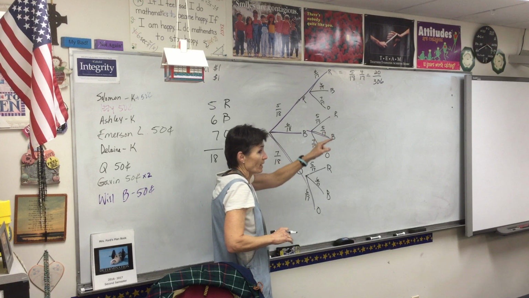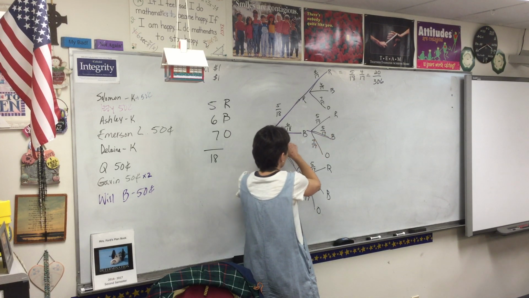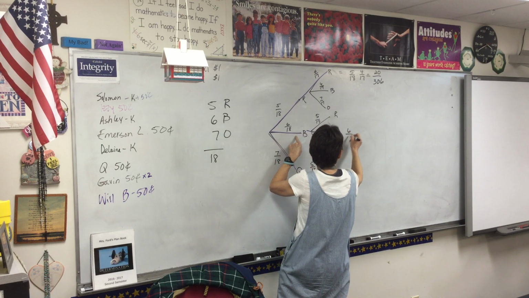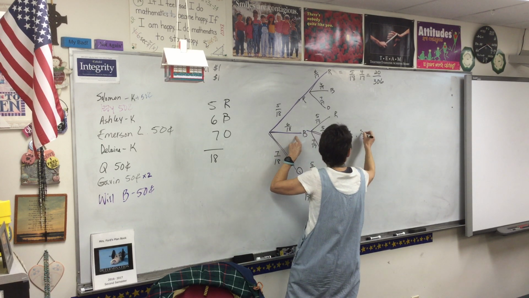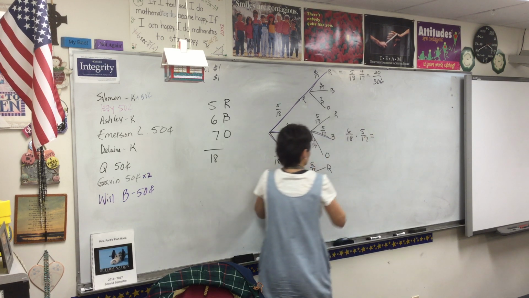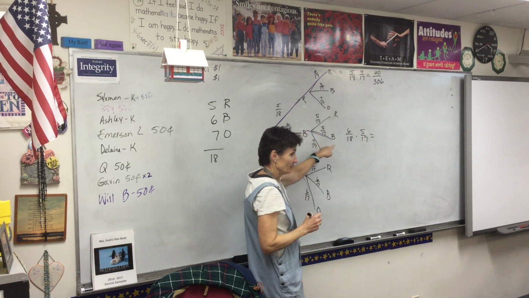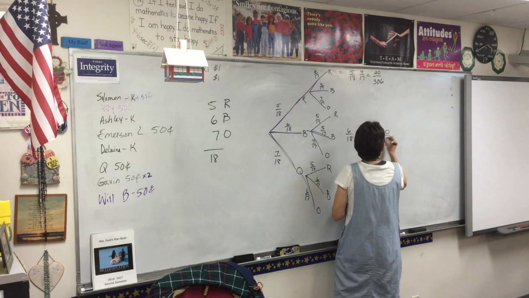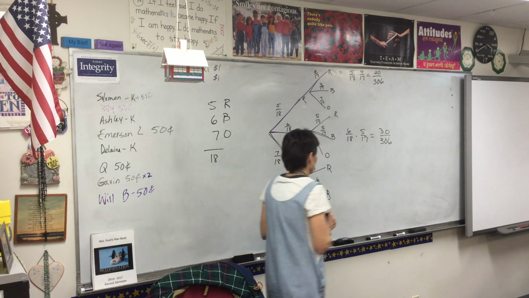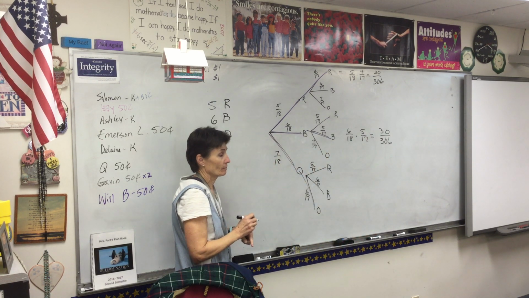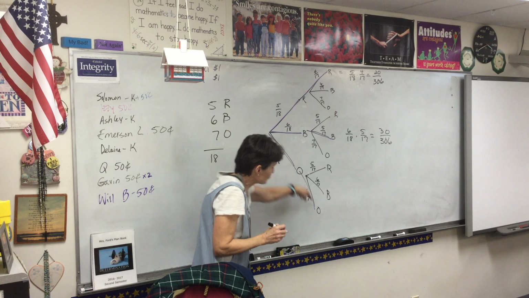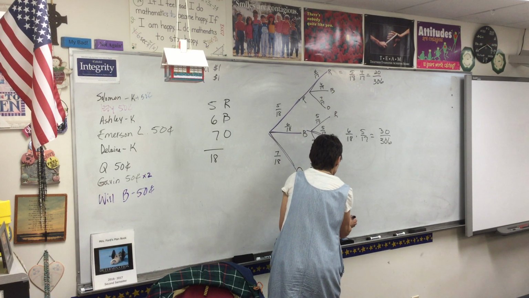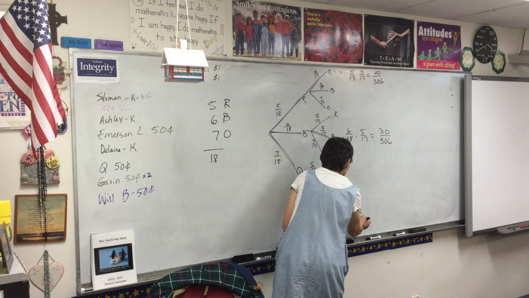All right, so that's the red, red. Now let's do blue, blue. Same idea. Blue, blue is going to be 6/18 times 5/17. Everybody see that? And that's 30 over 306. And then we're going to do orange, orange, which is 7/18 times 6/17. Or 42 over 306.